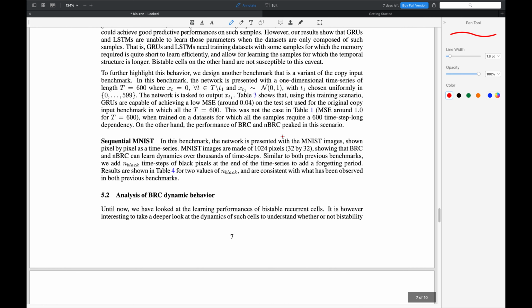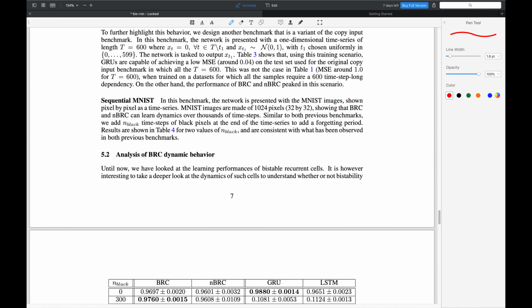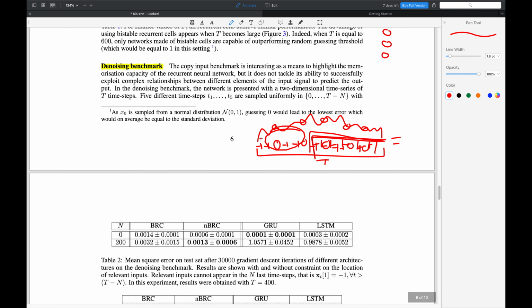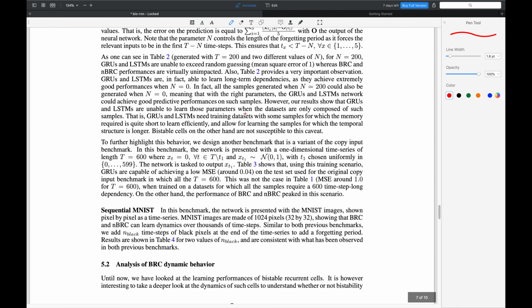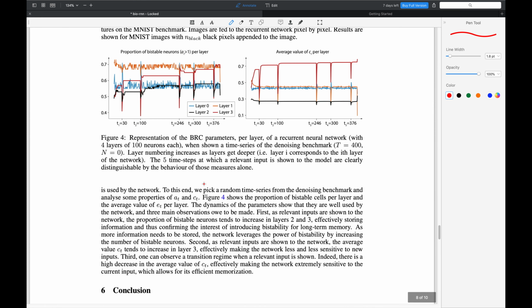And the last one they perform is sequential MNIST, with 32 by 32 images, or 1024 pixels. So the network needs to learn to classify digits based on a sequence length of 1024. And to make the task more challenging, just like the denoising benchmark, they zeroed out or removed the pixels at the end of the time steps to add a forgetting period.